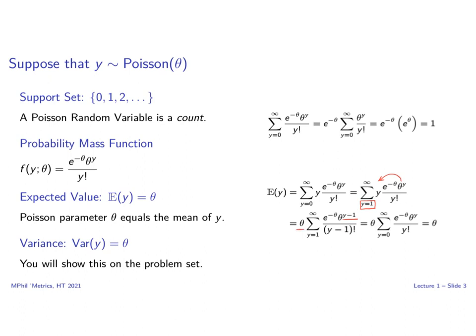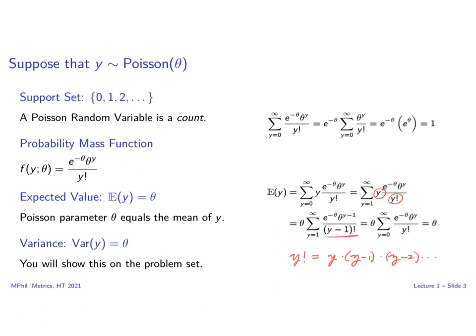Now, the other thing that I'm going to do in this step is use the fact that y factorial is a product of y times y minus 1 times y minus 2, and so on all the way down to 1, to cancel out this y in the numerator. When I've done that, what I'm left with is a y minus 1 factorial.